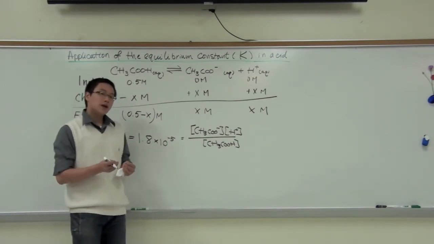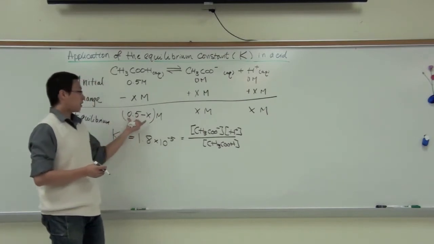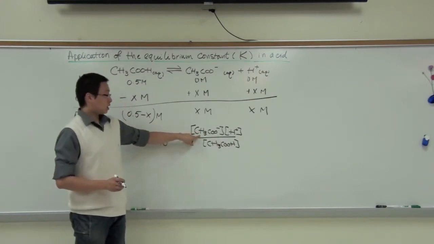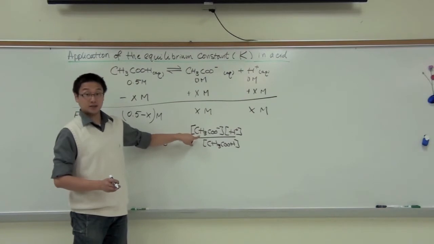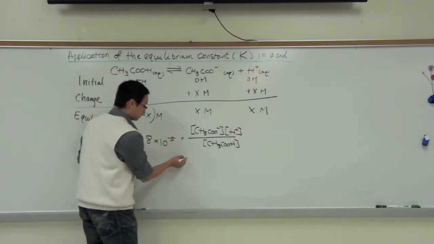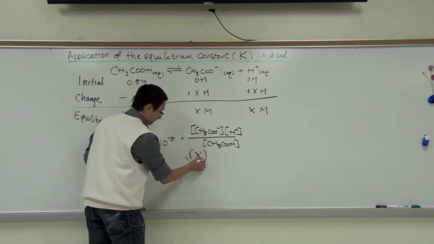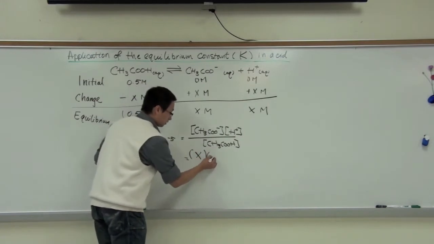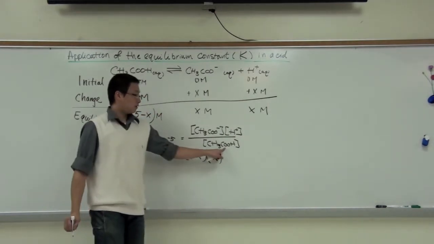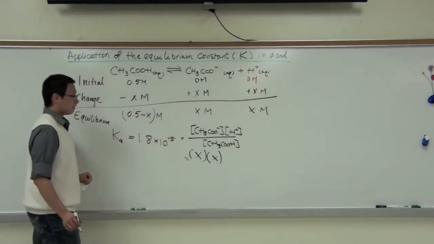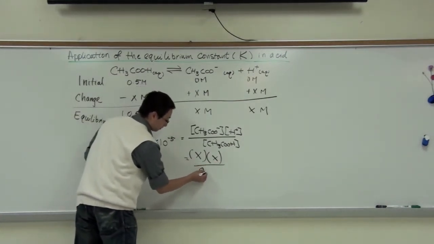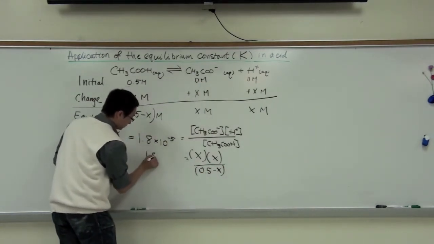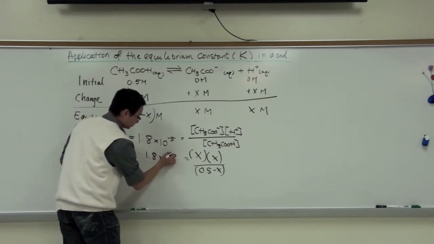And what we do next is simply putting the concentration at equilibrium to these values. So we look at the concentration of CH3COO minus, the acetate ion, it is going to be x. For the hydrogen ion, it is also x. For the acetic acid, we have 0.5 minus x. And that is equal to this equilibrium constant.